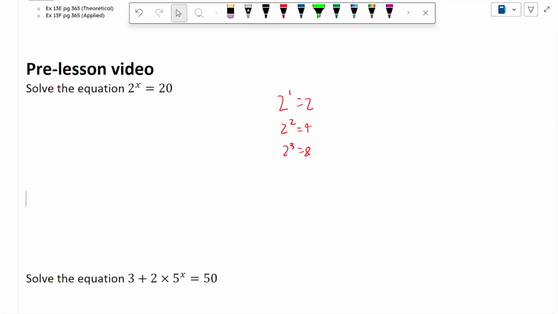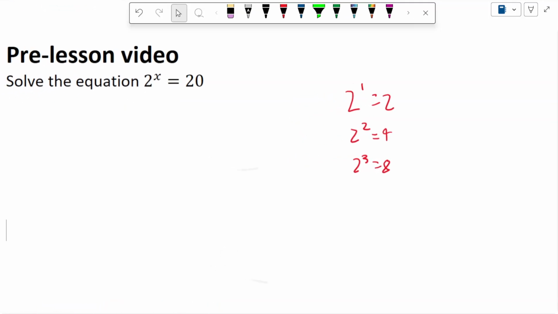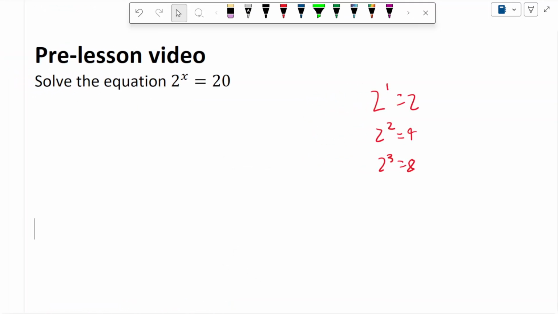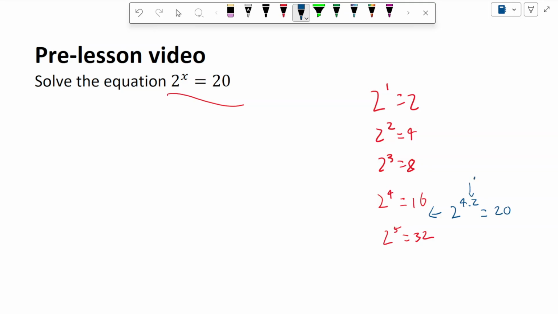In this video, we're solving exponential equations, and we'll use logarithms a lot to do this. So for example, we've got this one, 2 to the x is 20. So you might list out some powers of 2, for example. So 2 to the 4 is 16, 2 to the 5 is 32. And if you look, 20 is in between 16 and 32. So maybe 2 to something like 4.2 might be 20. Something around that range might be the right answer.